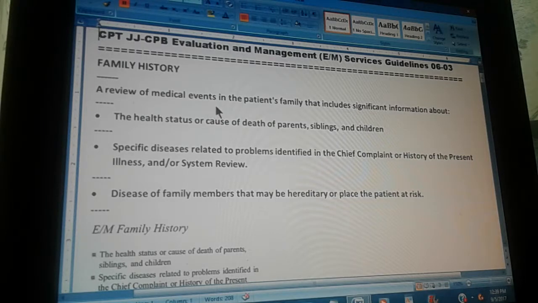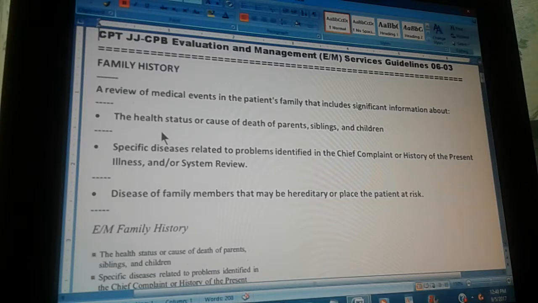A review of medical events in the patient's family that includes significant information about the health status or cause of death of patients, parents, siblings, and children. The patient's family matters because of the links within the family. Whatever affects your family might affect you, right? He wants to find out if your parents died, what did they die of? If it's cancer, for instance, then there's a great possibility that you might have cancer also. Also siblings, brothers and sisters, and children.